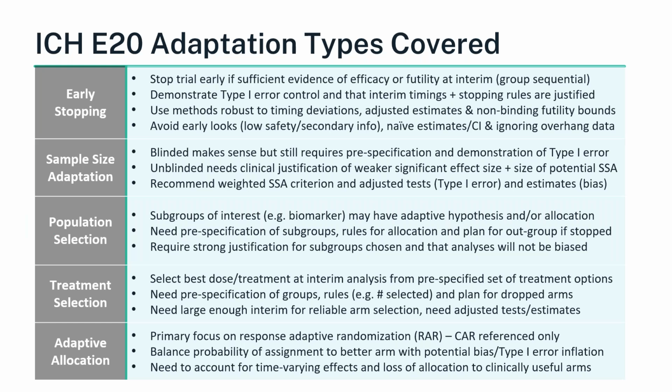Using methods that are robust to timing deviations, using adjusted estimates, using non-binding futility bounds. This is mostly non-controversial. So for example, this probably means that error spending would be the typical approach, especially for efficacy bounds. And obviously it does mention in passing that efficacy bounds are usually going to be more skeptical or more conservative, basically having a lower chance of stopping early for efficacy than you maybe have for futility, because that's what the regulators care about: making sure that you're not being overly liberal in stopping early and not getting enough evidence for the treatment actually working.